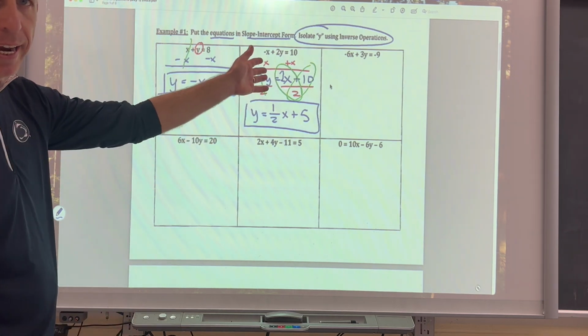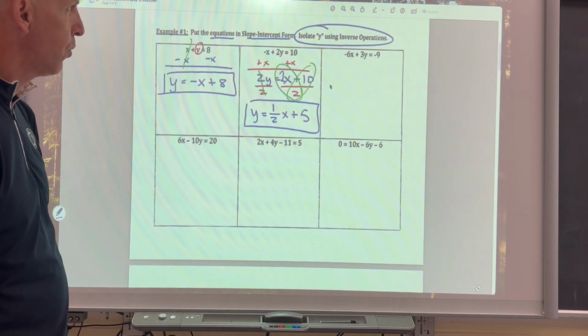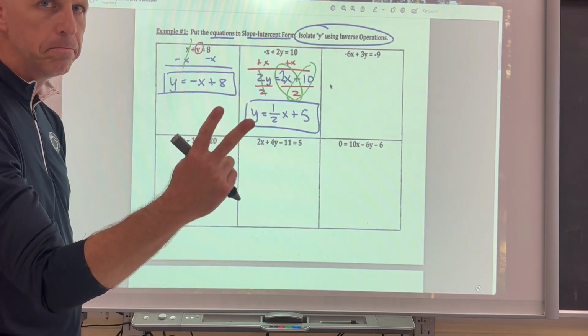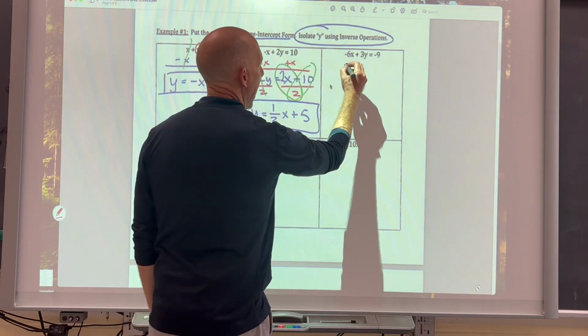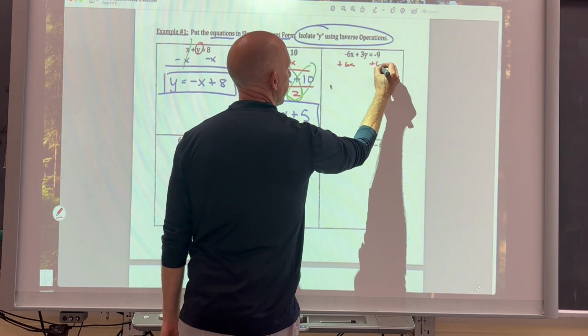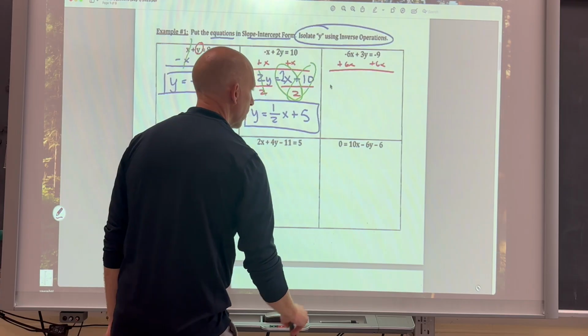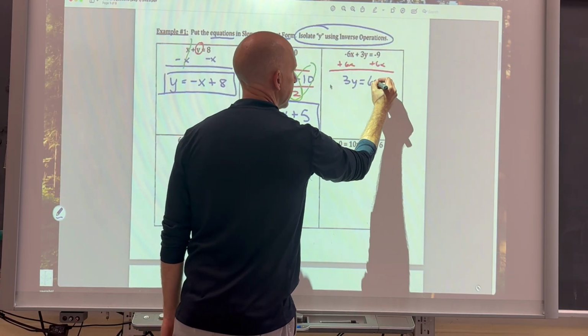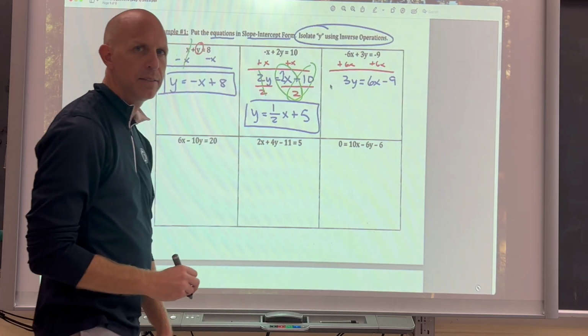All right, let's keep rolling here. Negative 6x plus 3y equals negative 9. 2 steps here. I'm first going to add 6x to both sides. 3y equals 6x minus 9.